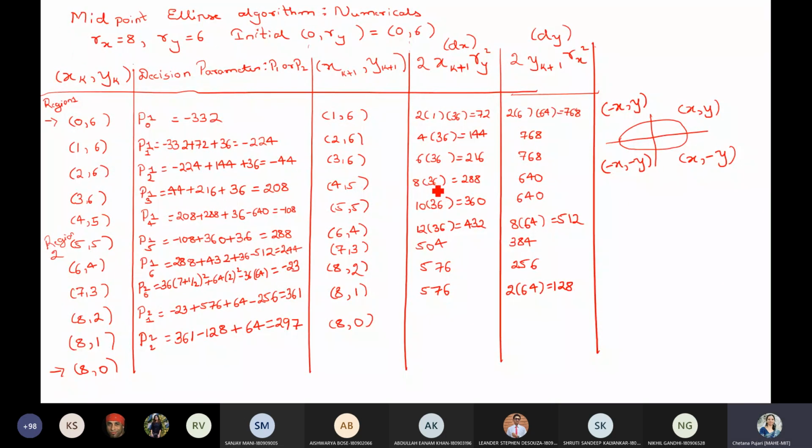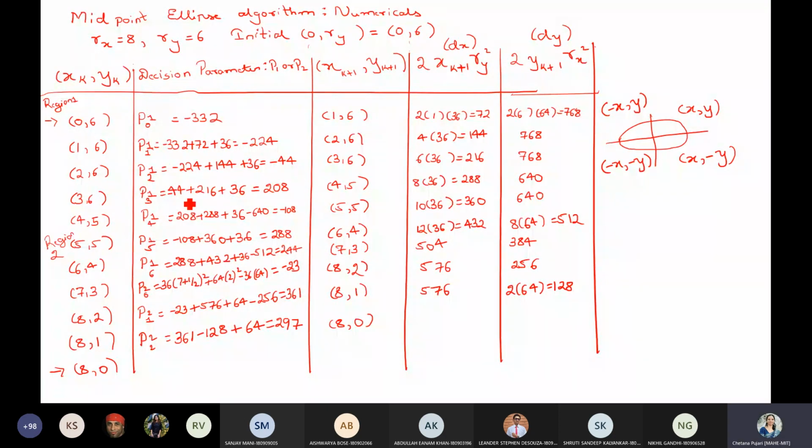So we increment the updated x value, right? And you are updating your y value as well. So the y value will be reduced, right? Whatever the initial value, you are going to reduce it. 2 into 5 is 10. 10 into 64 is 640. So we have reduced our y value. Again, so this will be 4 comma 5.